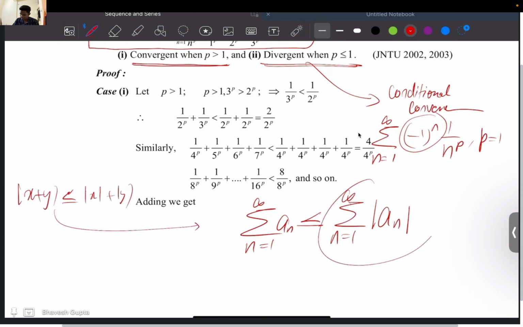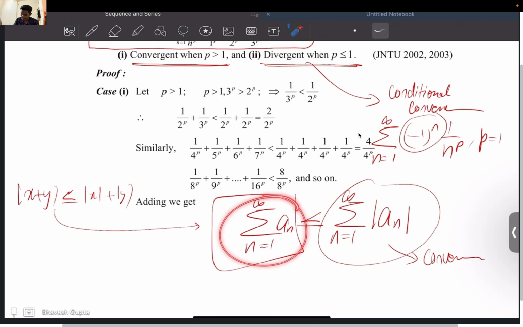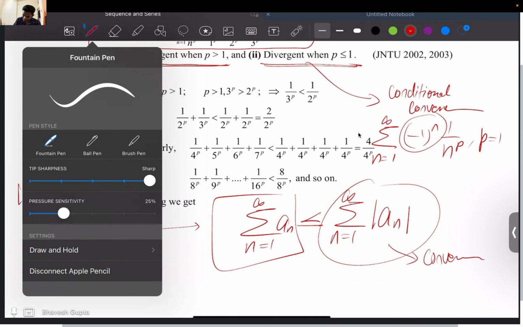So if this turns out to be convergent, then we say that this is definitely convergent, because this is strictly less than this. So if this is convergent, then for sure this is convergent, and that's why we have this unique point of convergence. But what happens in the case of conditional convergence? This is not convergent. I can give you one example, and that example is this.